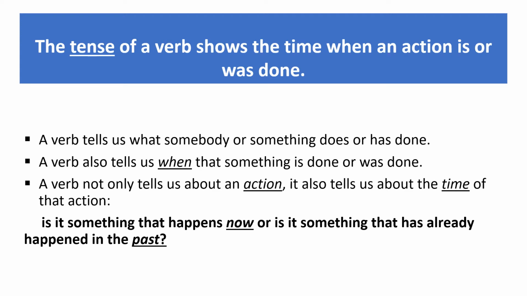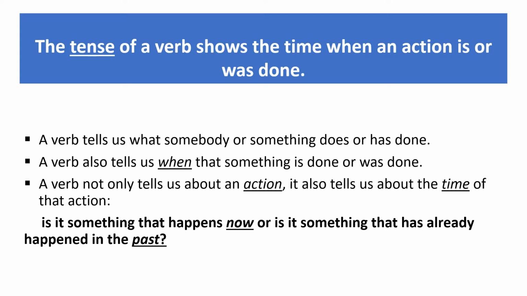In this topic, we are going to learn what a tense is and how it tells about the time the action is done. The tense of a verb shows the time when an action is or was done. A verb tells us what somebody or something does or has done. A verb also tells us when that something is done or was done.